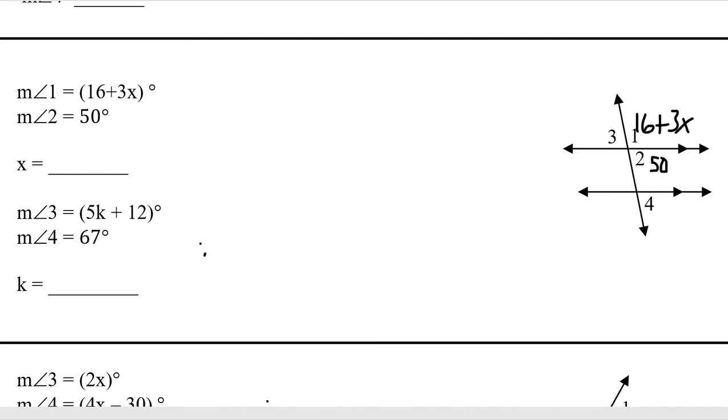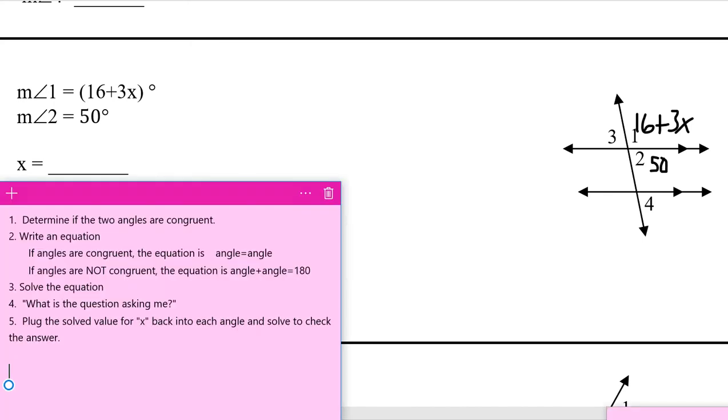So you're going to determine if they're congruent. You're building up to writing an equation. There's 2 ways you could write the equation, the right way and the wrong way. If the 2 angles are congruent, you put the angle is equal to the other angle. So if those 2 angles were congruent, I'd write 16 plus 3x is equal to 50. But since they're not equal to each other, that means they're supplementary. That's angle plus angle is equal to 180.